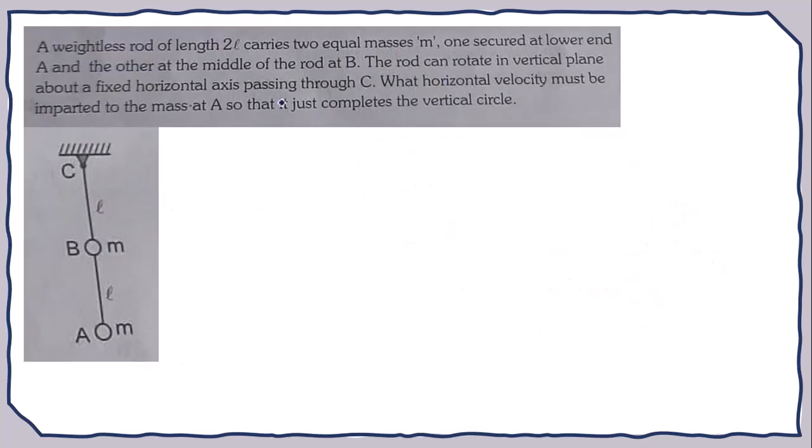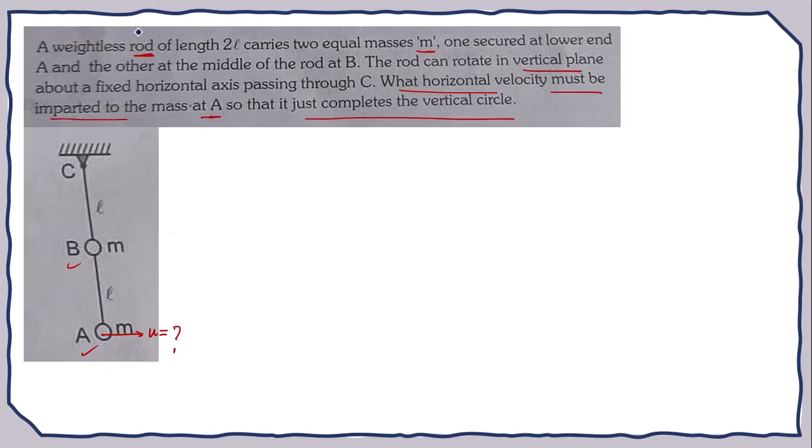Now, in this situation, there is a rod of length 2L carrying two equal masses, small m. One is at the lowest position A and another at the middle position B. Now, the rod can rotate in a vertical plane about the fixed axis passing through the point C. What horizontal velocity must be imparted to the mass A? Here you want to impart a velocity u so that it can just complete the vertical circle. So you are asked to calculate u.